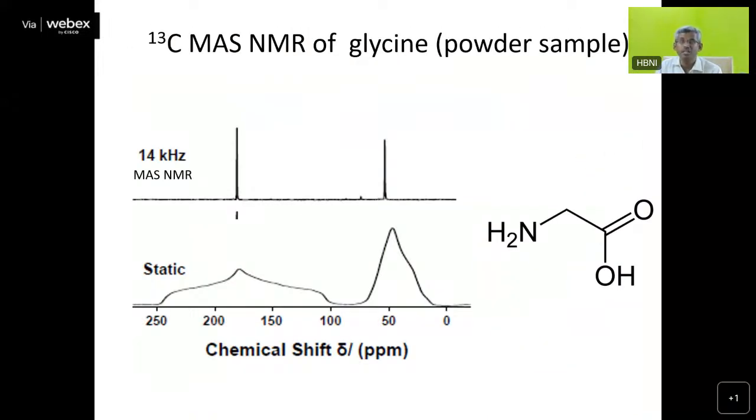Now I have taken one of the slides which is available on the internet. I think this belongs to Professor Madhu from TIFR. So this is glycine. If you take a C-13 NMR of glycine powder, a static glycine, how many carbon atoms does it have? We all know glycine has two carbon atoms. One is the carbonyl carbon, another is the CH2 group.